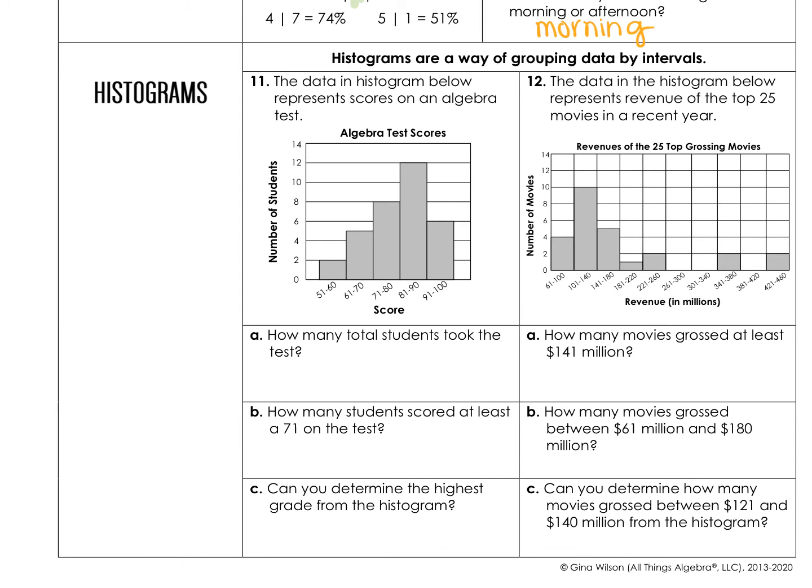Now we're going to take a look at histograms. Histograms are just a way of grouping data by intervals. You may have heard these called bar graphs in the past. It's more correct to call them histograms. So let's look at the first one, the one on the left, number 11.